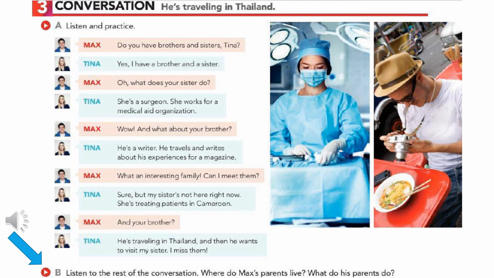So what about your parents, Max? Where do they live? They live in California. Oh, where in California? In Sausalito. It's a small city, but it's very nice. Are they still working? Oh, yes. My mother is teaching at a university in San Francisco, and my father has a bookstore.